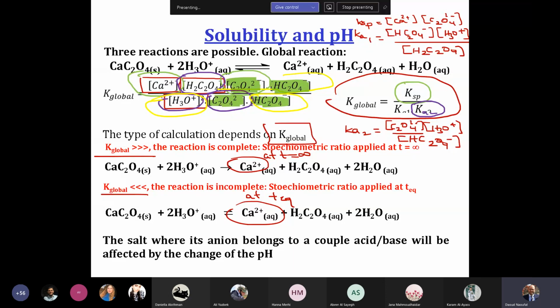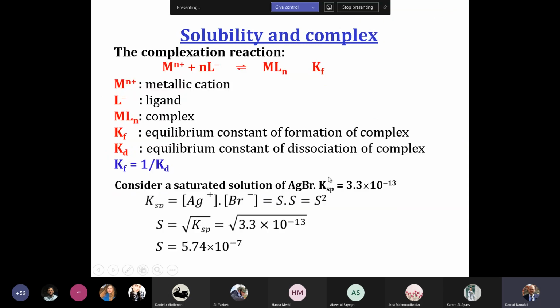We will solve these types of questions in detail. Now I explained only the strategy of solution. We will solve it in detail.